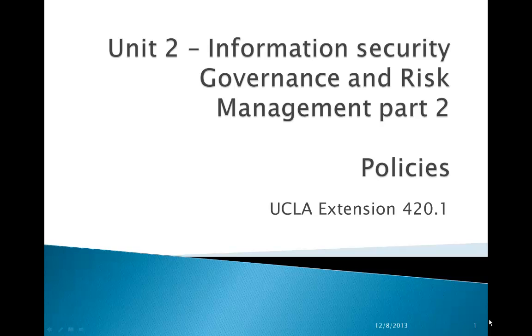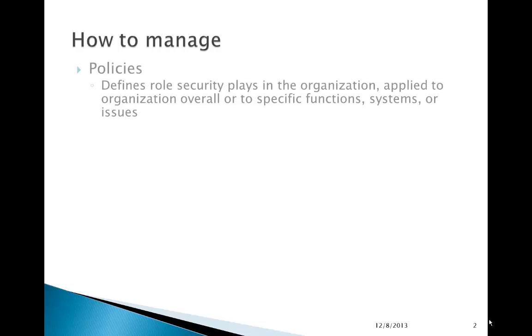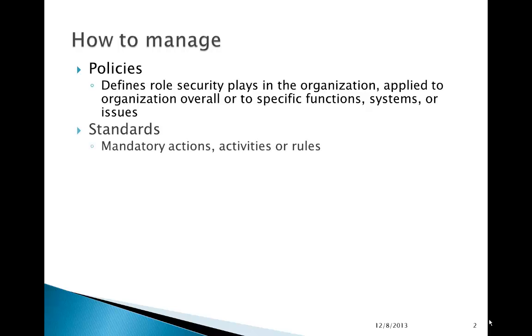Unit 2, Information Security, Governance and Risk Management, Part 2, Policies. A very short section explaining how policies work, how to manage, what are the basic tools of management. Well, policies define the role security plays in the organization, apply to the organization overall, or to specific function systems or issues. They define basic accountability for security functions.